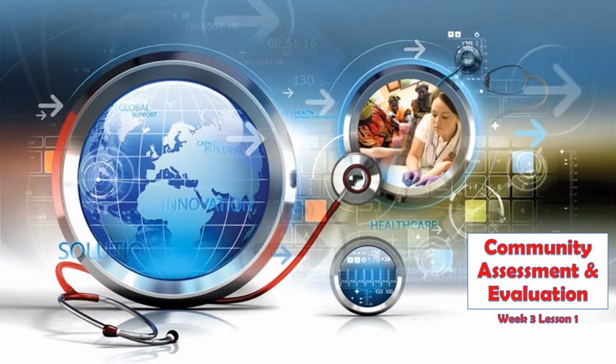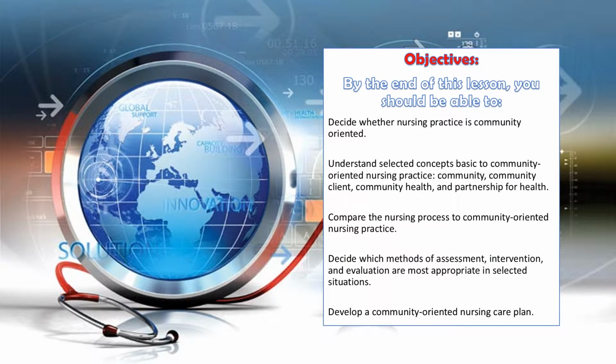This lesson covers community assessment and evaluation. By the end of this lesson, you should be able to decide whether nursing practice is community oriented. You should be able to understand selected concepts basic to community oriented nursing practice, like community, community client, community health, and partnership for health. You should be able to compare the nursing process to community-oriented nursing practice, and decide which methods of assessment, intervention, and evaluation are most appropriate for any selected situation. You should be able to develop a community-oriented nursing plan.